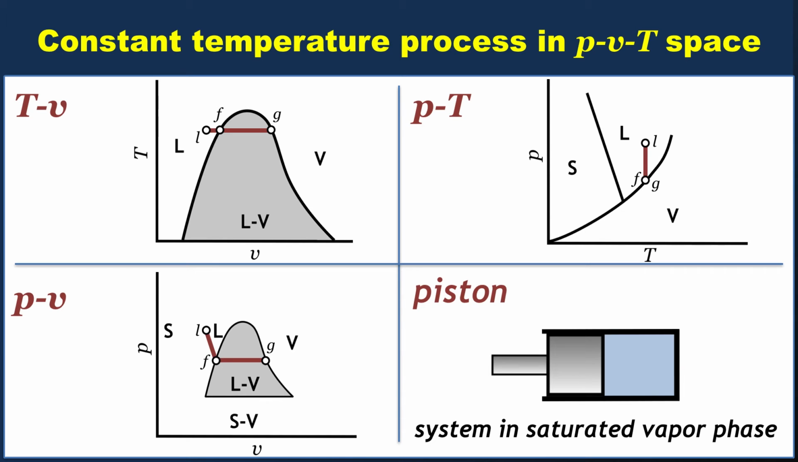Now we've reached state G, where we're on the other side of the vapor dome. This is what is called a saturated vapor, meaning that it is 100% vapor, but it's very near the transition region, namely the vapor dome. Now let's continue evolving our system at constant temperature.